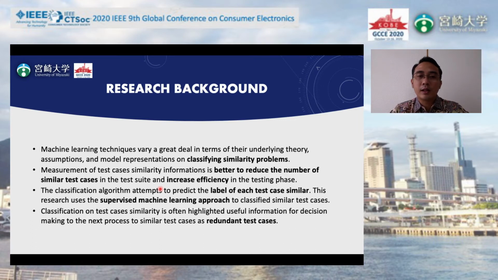Measurement of test case similarity information is better for reducing the number of similar test cases in the test suite and increasing efficiency in the testing phase. The classification algorithm attempts to predict the level of similarity of each test case. This research uses a supervised machine learning approach to classify similar test cases. Classification of test case similarity often highlights useful information for decision making in the next process, treating similar test cases as redundant test cases.